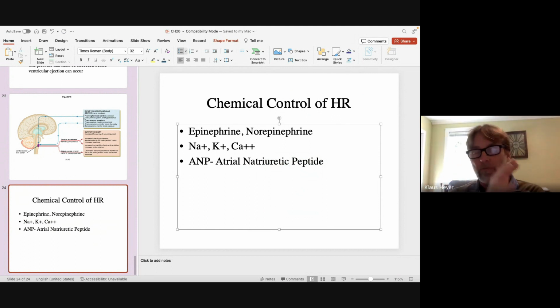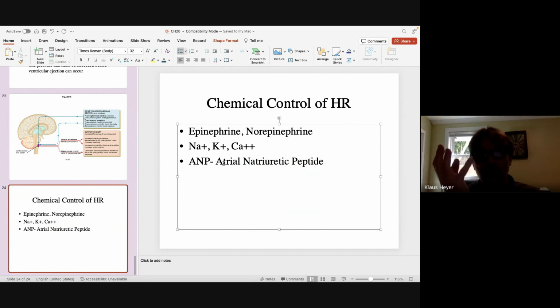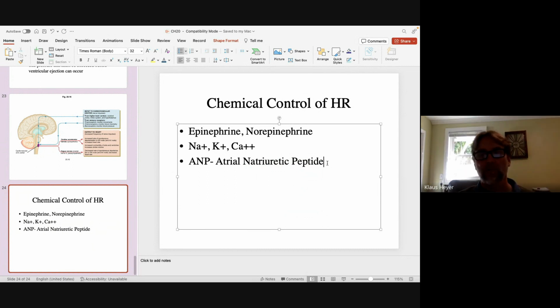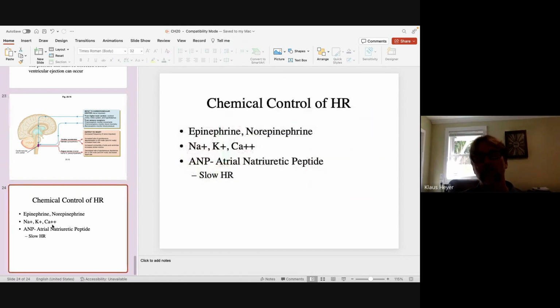It's produced by the heart. It's produced by the atria, as the name implies. When there's too much pressure in the atria, it's going to want to lower pressure. So it's one of the few hormones that actually lowers blood pressure. It's going to do everything the opposite of antidiuretic hormone, but it's also going to slow heart rate, because a faster heart rate is going to raise blood pressure. So here we want to slow it. So that's a hormonal or chemical control of heart rate. There's a neurological control of heart rate, and there's a chemical control of heart rate.